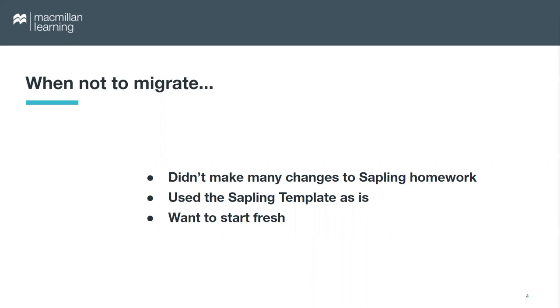So number one, maybe you didn't make many changes to the Sapling homework. If you used it pretty much as is, you felt that that fit your learning objectives pretty well, those same Sapling homework assignments are in that pre-built course. So there's no need to bring over your Sapling assignments if you didn't make many changes, or if you use that Sapling template pretty much as is. Again, that's going to be similar to using the pre-built course within Achieve.